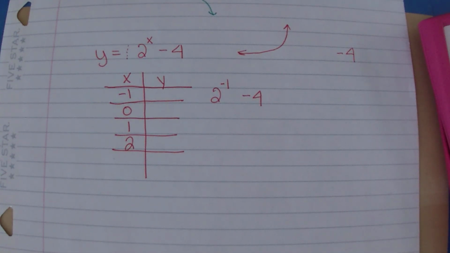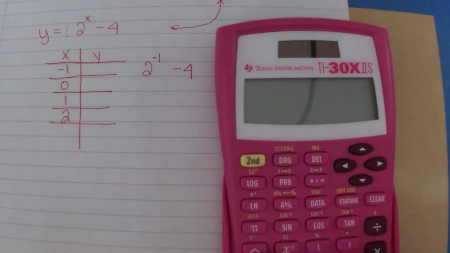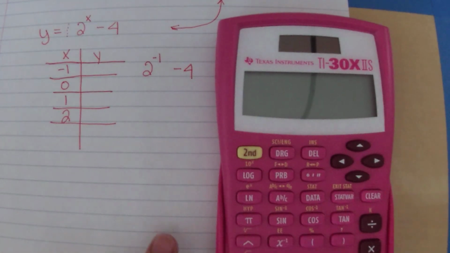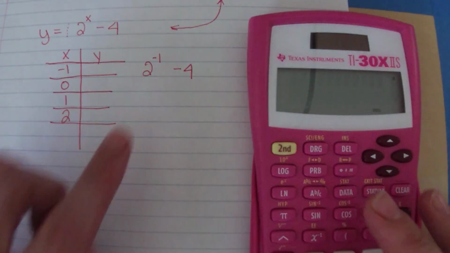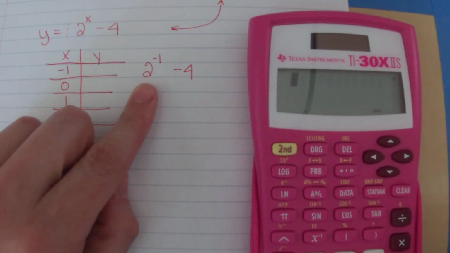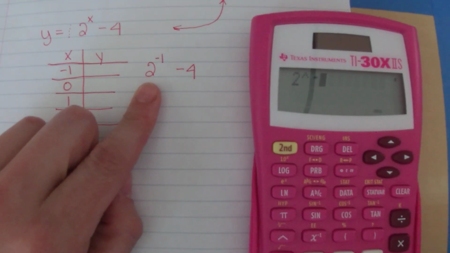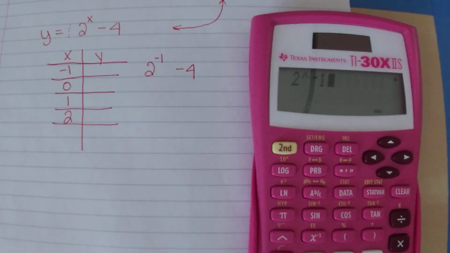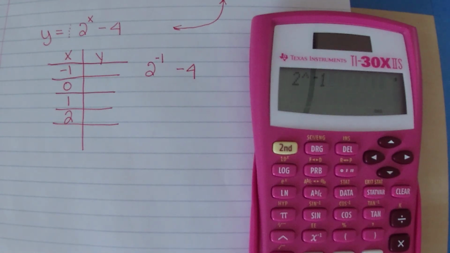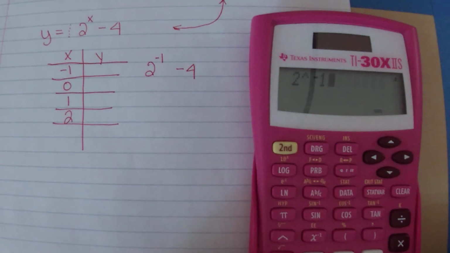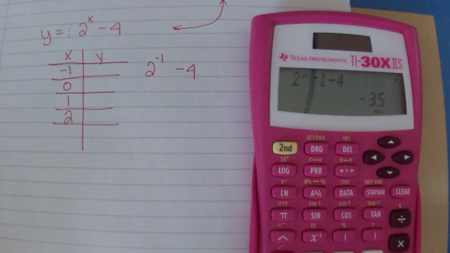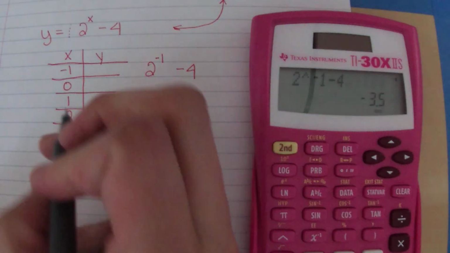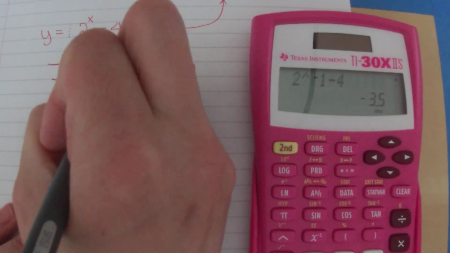So if we want to put this in our calculator, remember this button right here, this two sides of a triangle, is our up caret button, and it allows us to type in any exponent we want. So if I want to type in 2 to the -1, I'm going to do 2 up caret -1. Now remember when we talked about exponents, a negative exponent tells us to move it to the other side of the fraction. So you're going to see we get this sort of fraction answer. So 2 to the -1 minus 4 equals, and we get -3.5. So in this box, I'm going to put a -3.5.